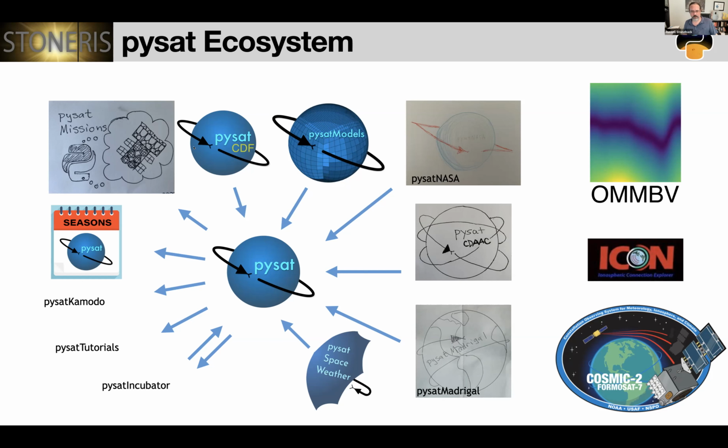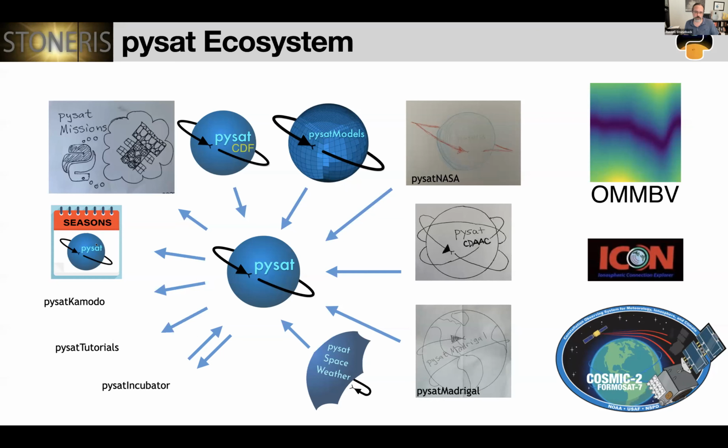science doesn't actually start with a data set. First, you need a mission, and to get a mission, you need a proposal that gets funded, and those proposals require all kinds of support. So that's what PiSat Missions is, to help support those types of proposals, or even eventually support the actual ongoing operations of a mission.